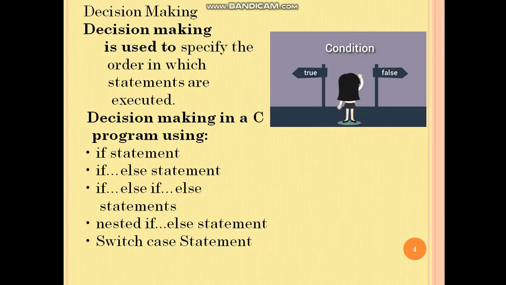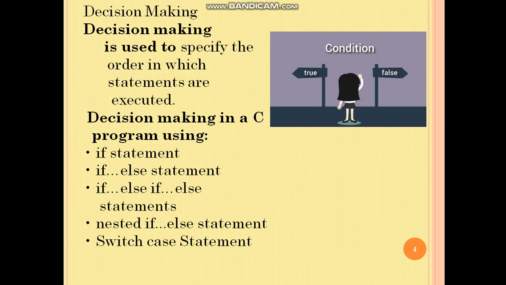First one is decision making. Decision making is used to specify the order in which the statements are executed. As we know, normally in C language, statements are executed in the sequence in which they are coded in the program. But when you use a decision making statement in a program, you can change the flow of your control by using certain conditions in your program.